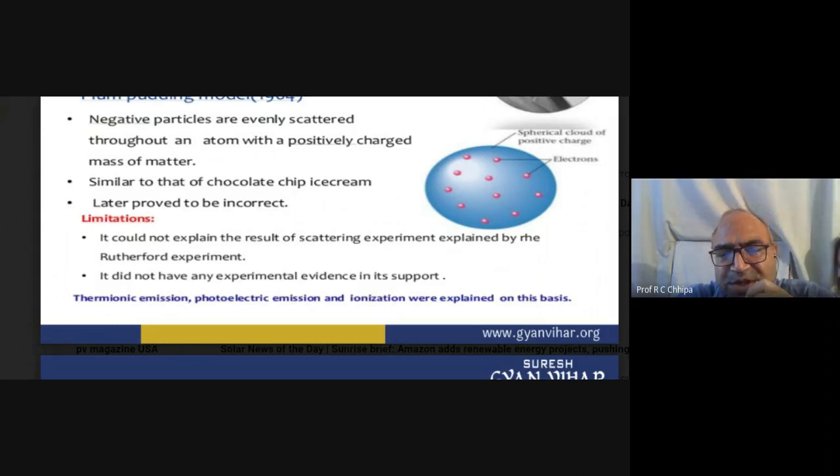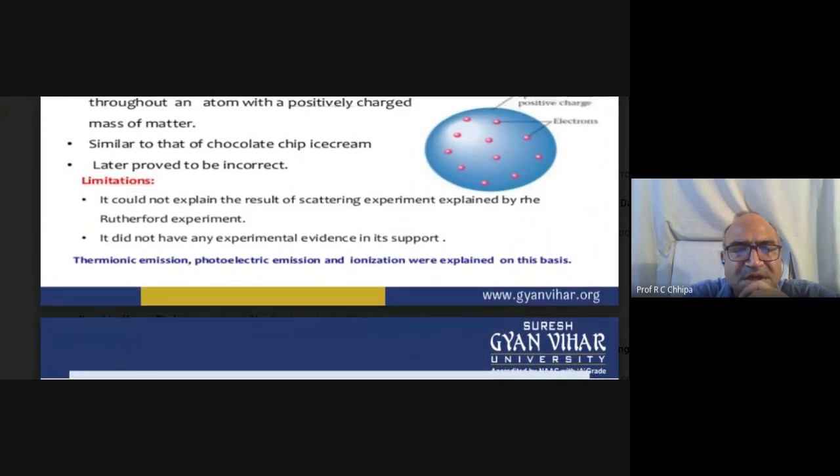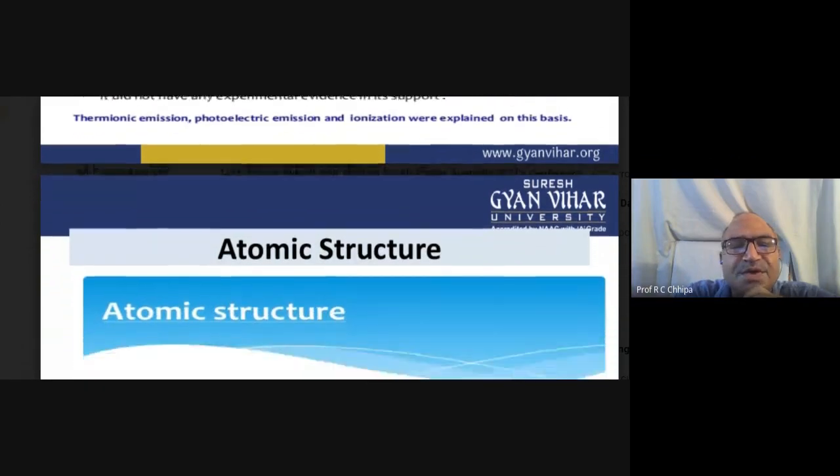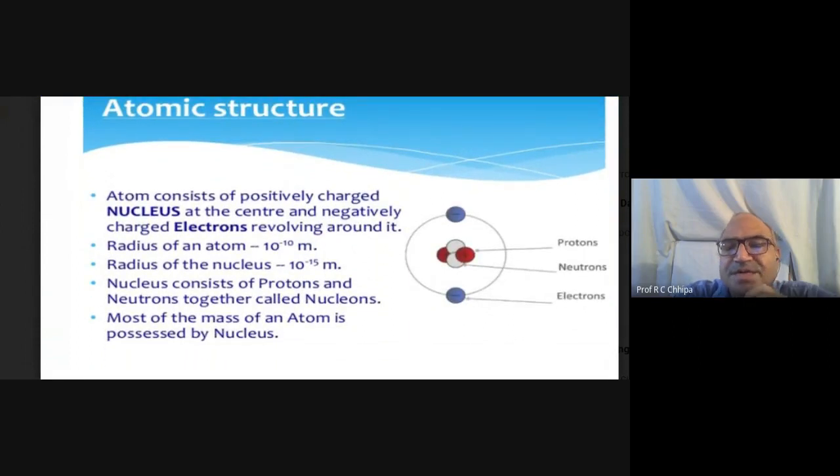It could not explain the result of the scattering experiment explained by the Rutherford experiments. So it did not have any experimental support. Thermionic emission, photoelectric emission, and ionization were explained on this basis, but could not be explained by this model. Later on, the final answer, we can say the atomic structure is like that.